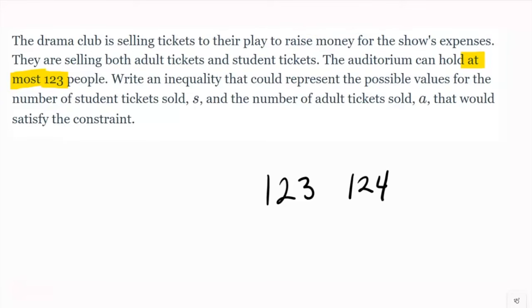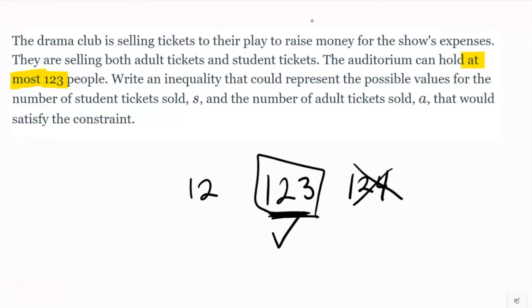You should have said no, because I said I have at most 123. At most. Okay, so can I have 123? Yes, because the most I can have is 123. Can I have 122? Yes, because again, at most I can have 123.